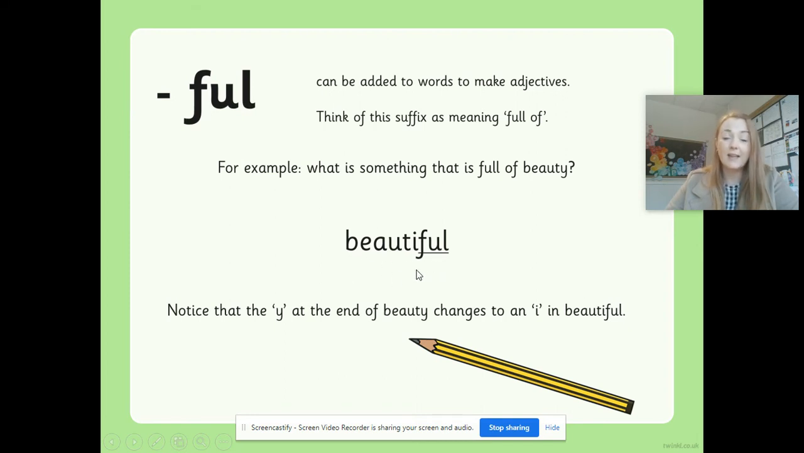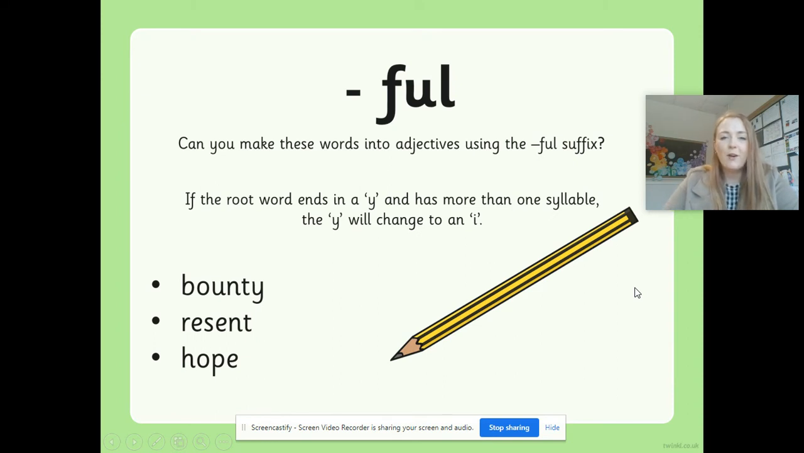And this is a year 2 word that we should all be able to spell by the end of the year. So if you know you can't spell beautiful at the moment, then make sure you practice it today. So have a go now, add into your list, I want you to change these words into bountiful, resentful, and hopeful, please. Remember, if it has a Y and has more than one syllable, we change the Y to an I.